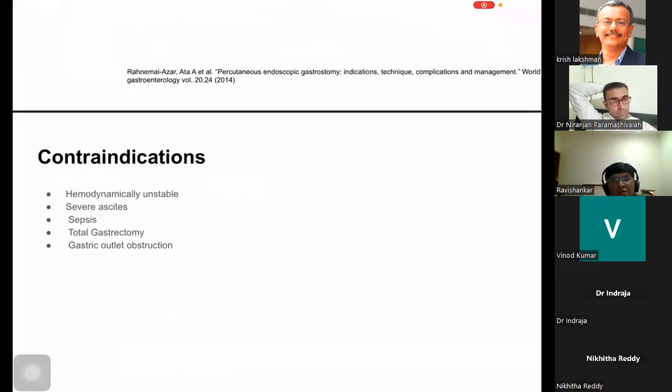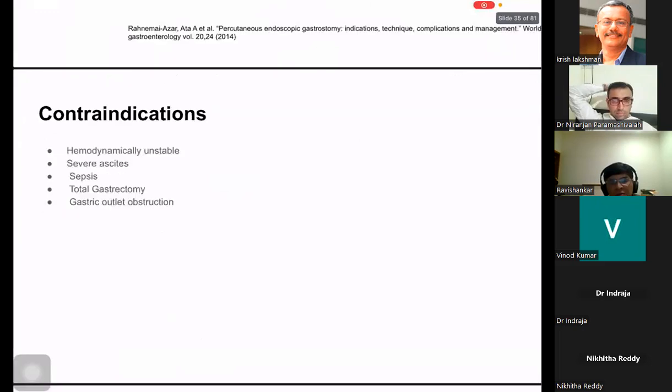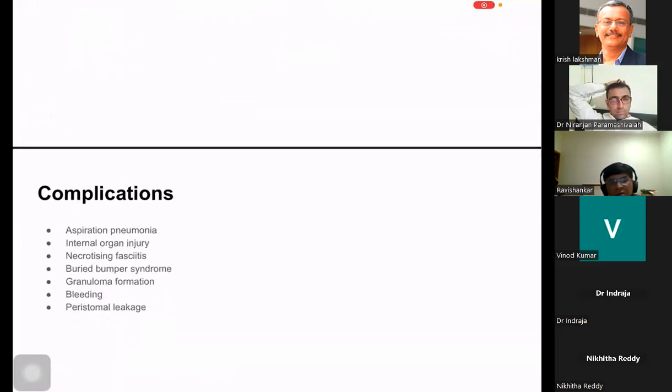Contraindications are basically hemodynamically unstable patients, severe ascites, sepsis, total gastrectomy patients, and gastric outlet obstruction patients. Complications: aspiration pneumonia and organ injuries, necrotizing fasciitis, buried bumper syndrome, granuloma formation, bleeding, and peristomal leakage.